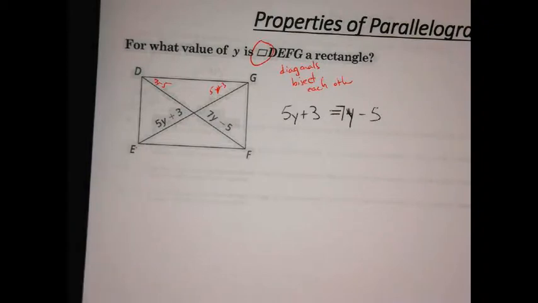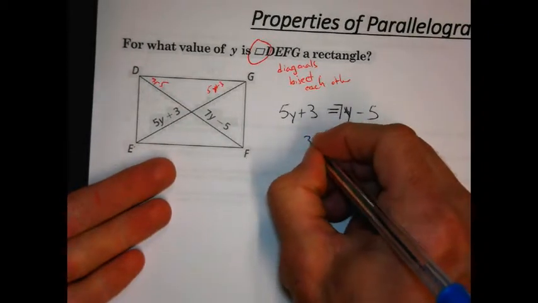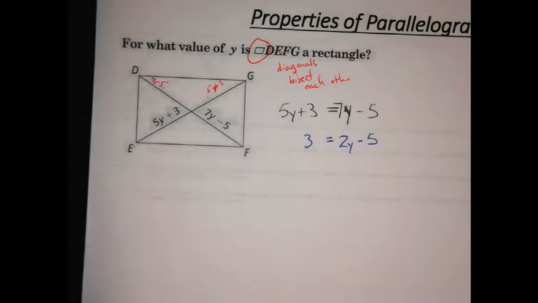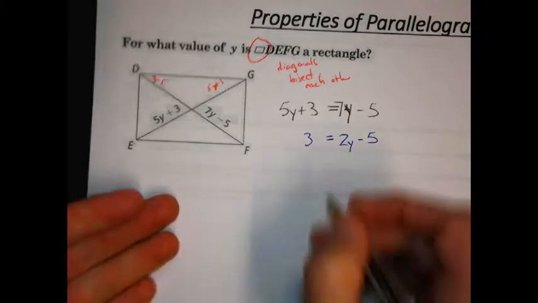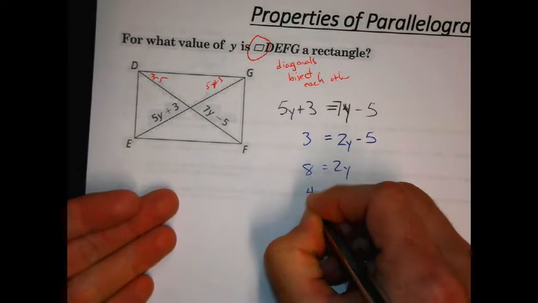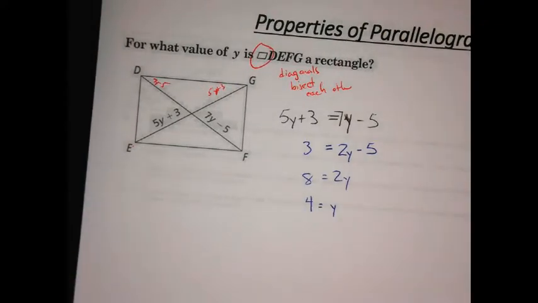So again, I'm not going to show work. I'm going to subtract 5y from both sides. Okay, that's what I have done. And now I'm going to add 5 ones to both sides, and then I will divide by 2. So my value for y would be 4.